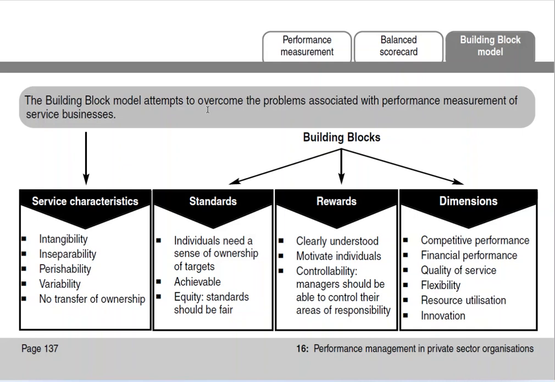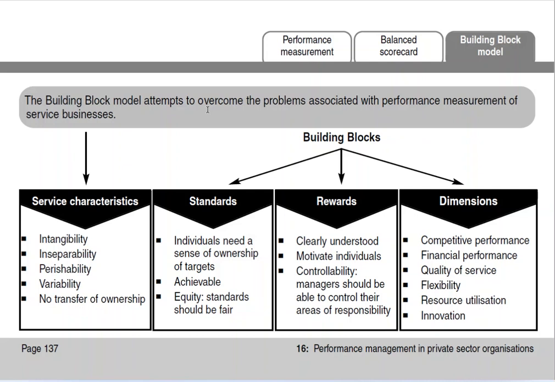Building block says there are three main things in an organization. One thing is standards. Whenever you are setting standards, you need to make sure individuals have a sense of ownership of those standards, which means they should have a belief that they have that in control. There should be that controllability part in it.